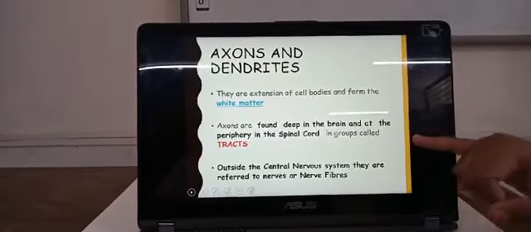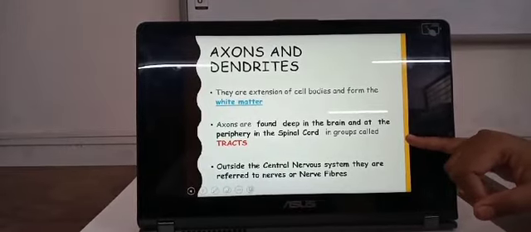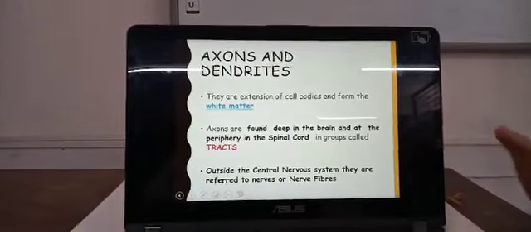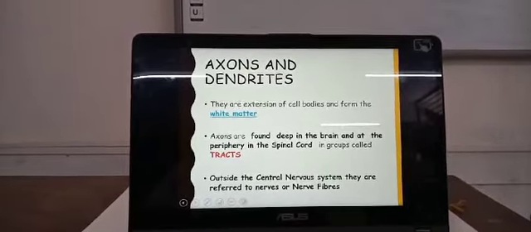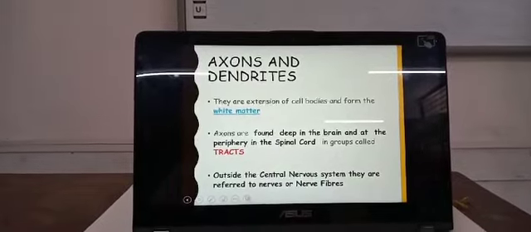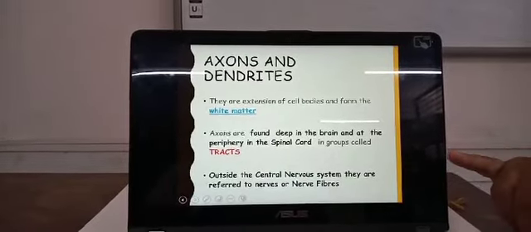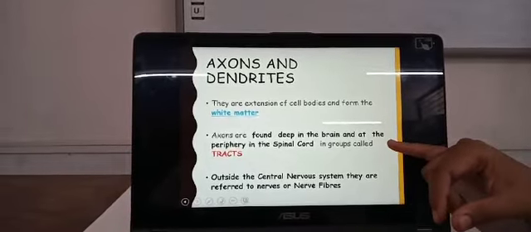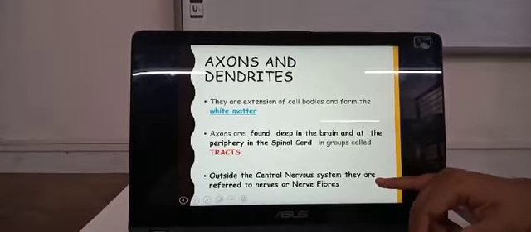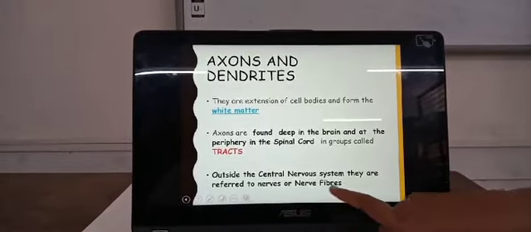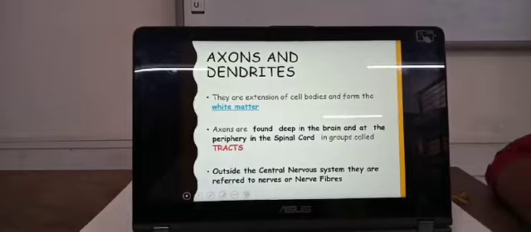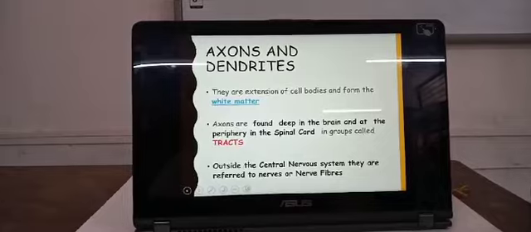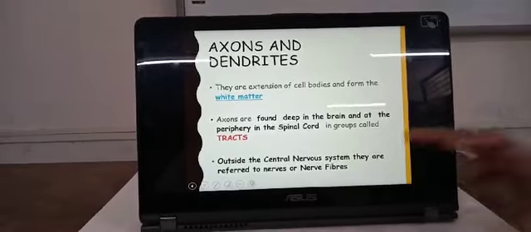So the axons found deep in the brain and at the periphery of the spinal cord in groups are called tracts. Now we learned cell bodies in groups are called nuclei and ganglia. Axons as a group are called tracts in the brain and the spinal cord, and in the peripheral nervous system they are referred to as nerves or nerve fibers. So we learned about nuclei and ganglia, then we learned about tracts and nerves or nerve fibers.